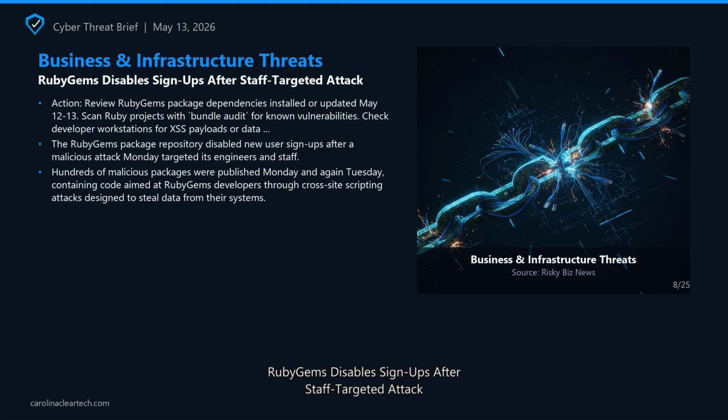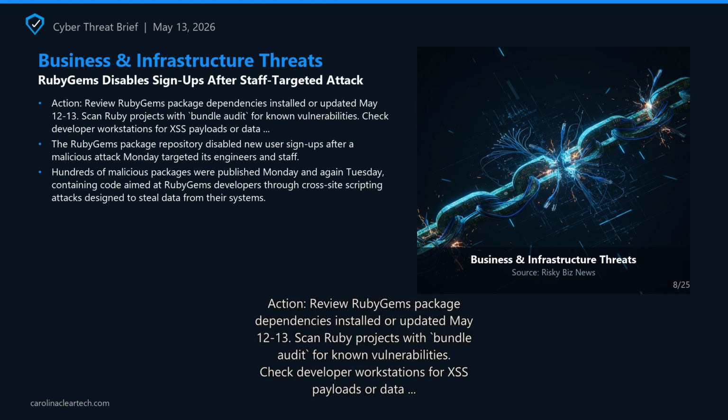Source: Risky Biz News. The Register. Ruby Gems disables signups after staff-targeted attack. The Ruby Gems package repository disabled new user signups after a malicious attack Monday targeted its engineers and staff. Hundreds of malicious packages were published Monday and again Tuesday, containing code aimed at Ruby Gems developers through cross-site scripting attacks designed to steal data from their systems.